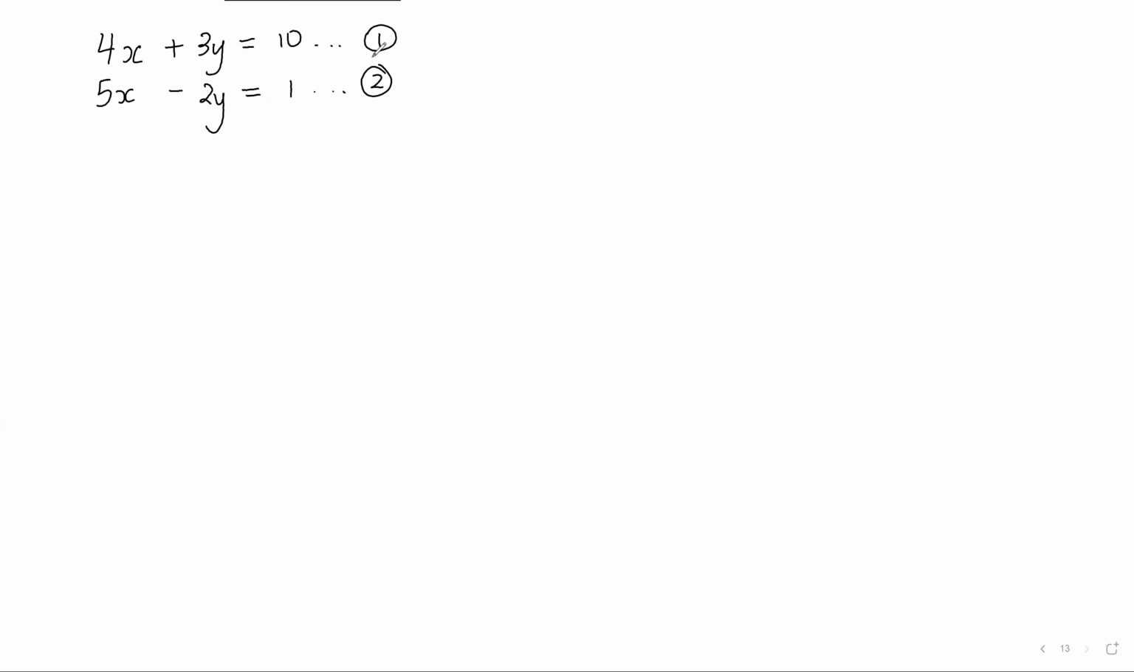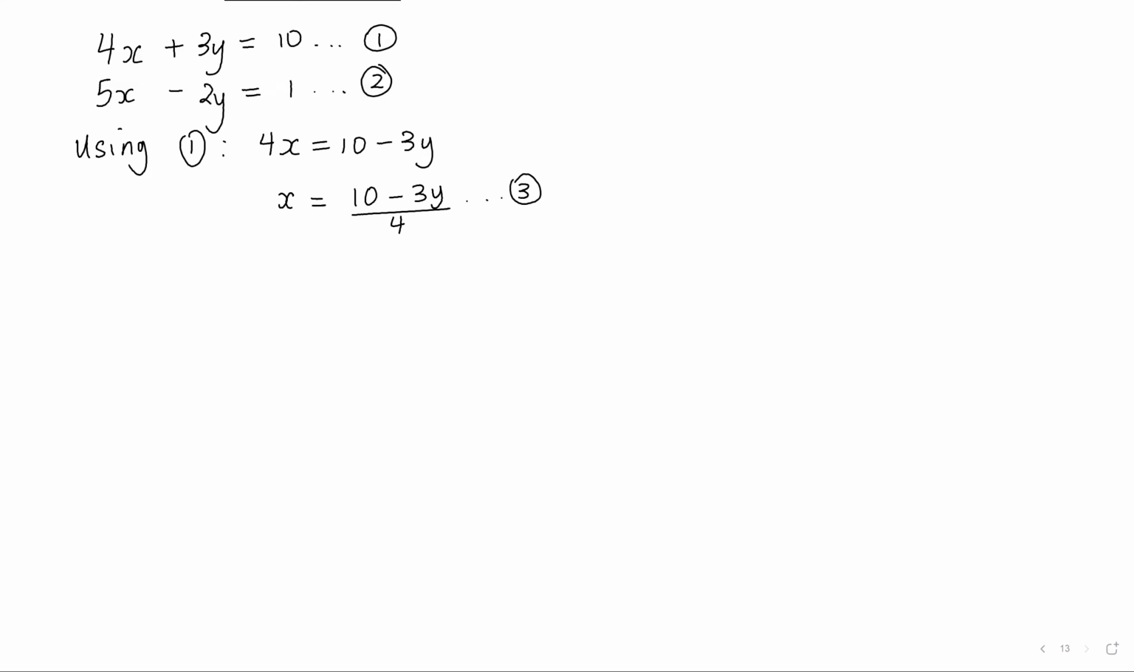So I'm going to use equation 1 since they're all positive here. Using equation 1, I'm going to make x the subject, right? So using equation 1, I would have 4x is equal to 10 take away 3y. And then if 4x is equal to 10 take away 3y, then x will be equal to 10 take away 3y all divided by 4. And this would be my third equation.